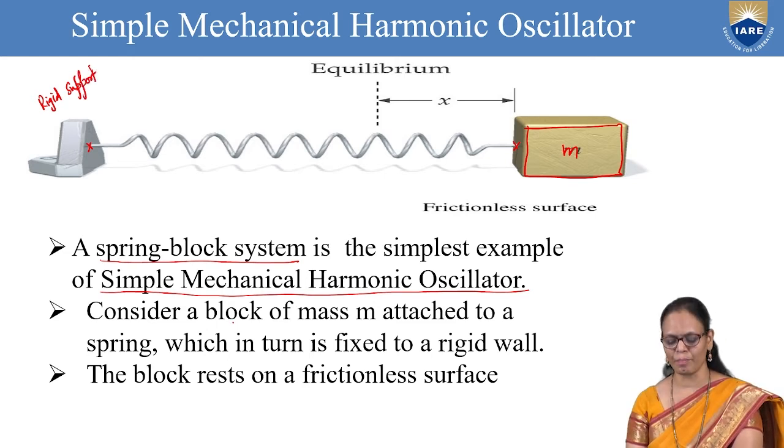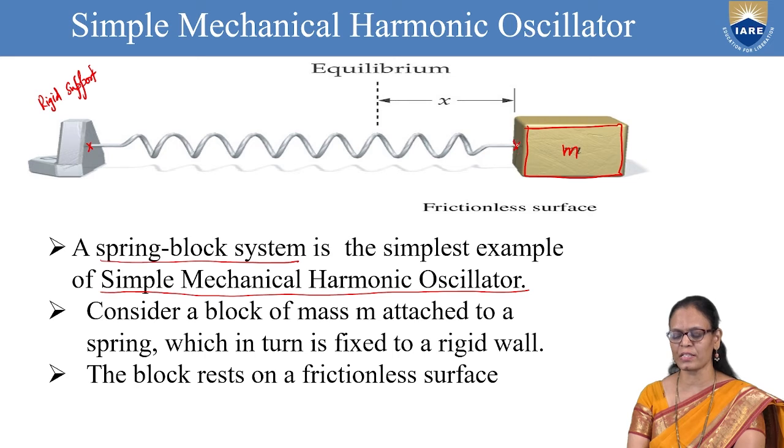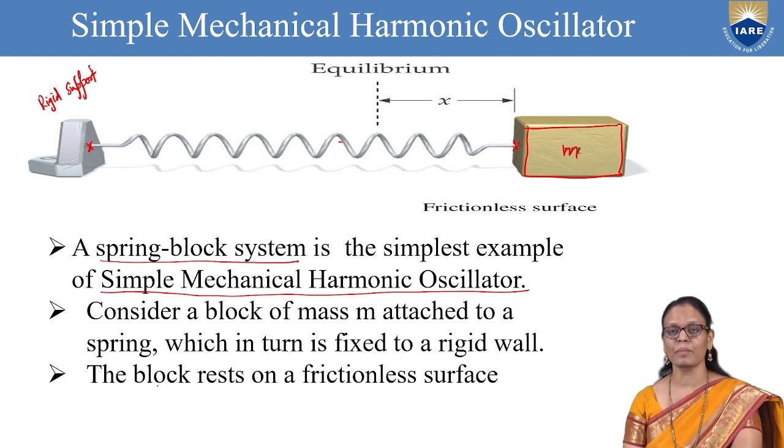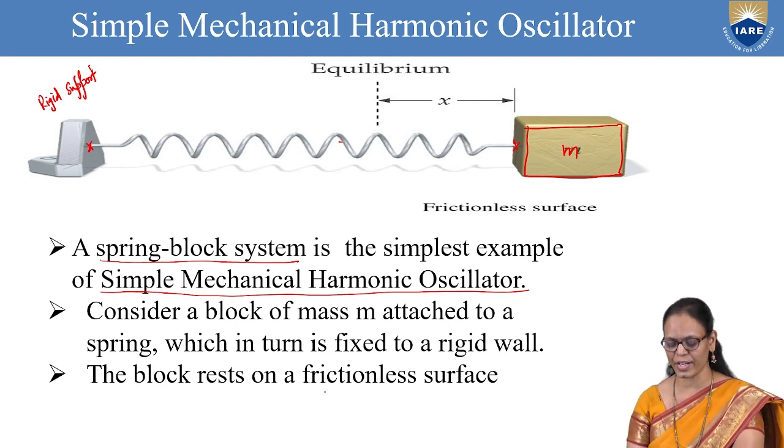So consider a block of mass m attached to a spring which in turn is fixed to a rigid wall. So we have seen one end of the spring is fixed to the block and the other end is fixed to the rigid wall. And the block rests on a frictionless surface.